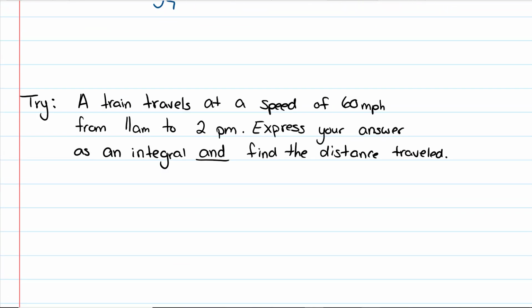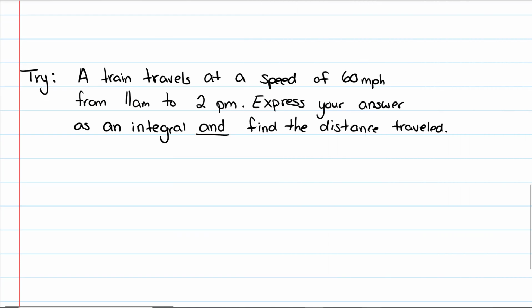Now what I want you to do is try this one on your own. A train travels at a speed of 60 miles an hour from 11 a.m. to 2 p.m. Express your answer as an integral and find the distance traveled. So go ahead, pause the video, and try this one on your own. Okay, let's do it together and make sure you got it right.